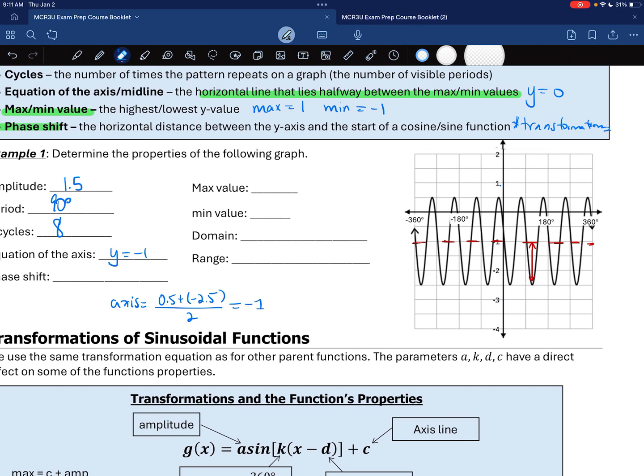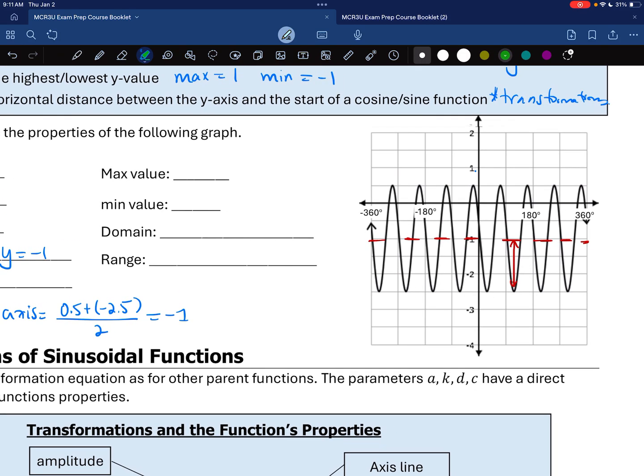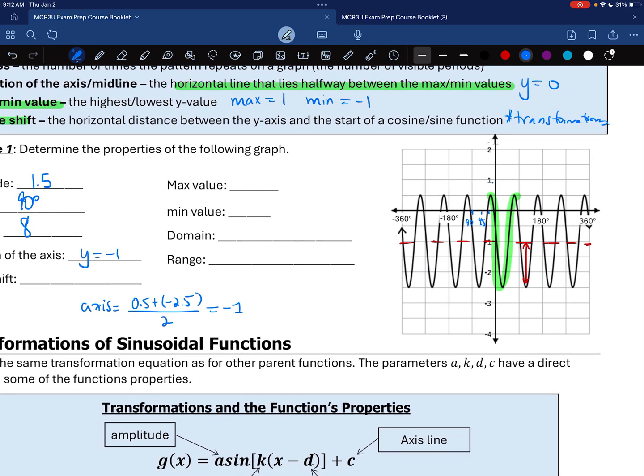The phase shift really depends on what section of this I'm going to model as a sine or a cosine function. So let's say I was going to model it from here. That is a normal cosine function, and it should start at the maximum value on the y-axis, but it's shifted over slightly. Let's just see what that value is. So if this is 90, this would be 45, and maybe half of 45 is 22.5. So we could say that's a shift of 22.5 degrees to the left.